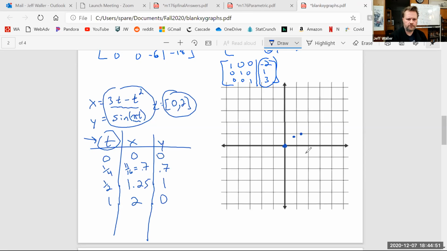Okay, this is really interesting. 2, 0. Oh, this is so cool. Yeah, I made this thing up and I have no idea what it's going to look like, everybody.